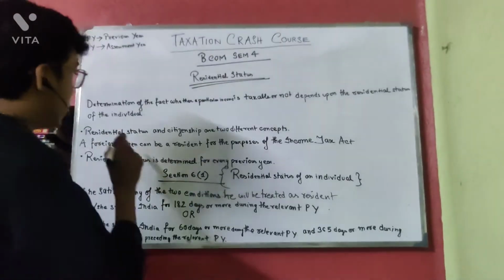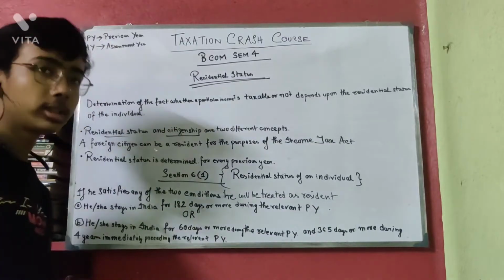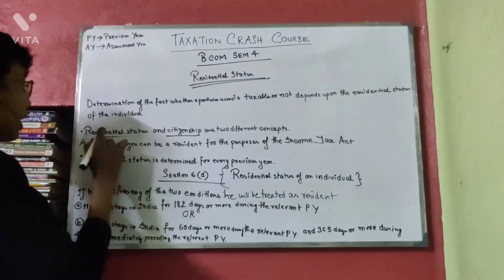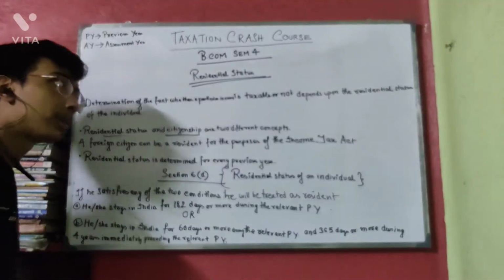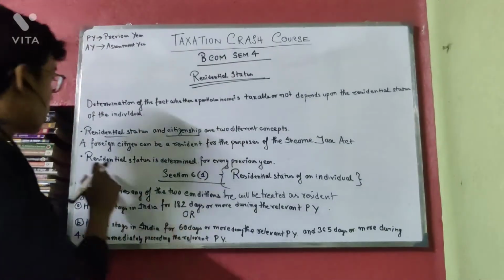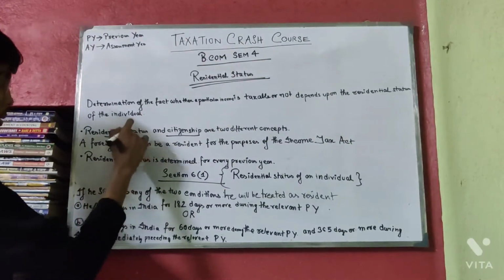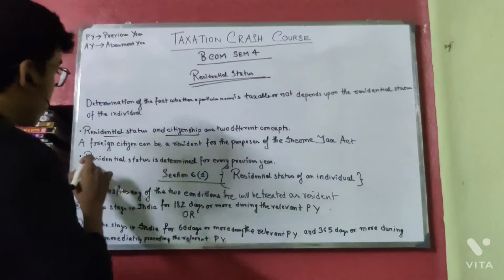Residential status and citizenship are two different concepts. Residential status is different and citizenship is different. Please note this in your notebook. A foreign citizen can also be a resident for the purpose of the Income Tax Act. This is an example of the point stated above.